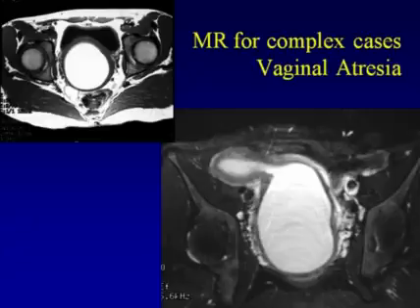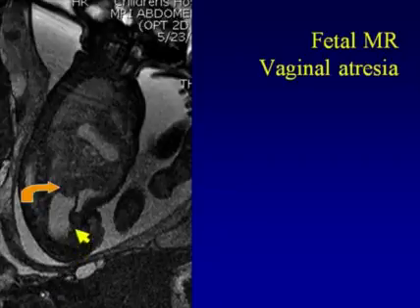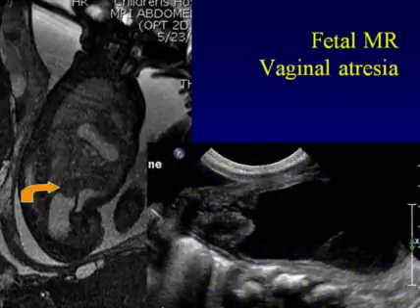MRI at times can be helpful for more complex cases of vaginal atresia, and we can actually identify vaginal atresias as early as in the prenatal life. Here we have a fluid-filled structure with the cervix seated on top of this infant who had a hematometrocolpos from vaginal atresia.